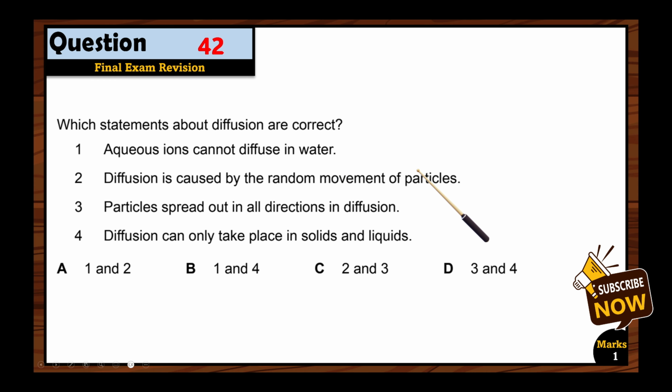Diffusion is caused by the random movement of particles. Yes, that's right. Diffusion is always caused by the random movement of the particles. And what happens to the particles? They spread out in all directions in diffusion. Yes, that's also right. Diffusion can only take place in solids and liquids. That is wrong. It only takes place in liquids and gases, not in solids.